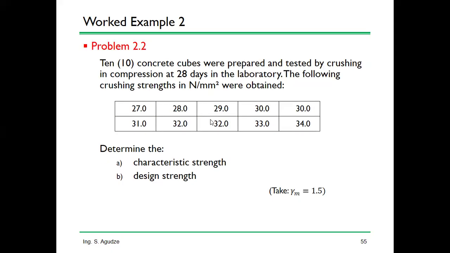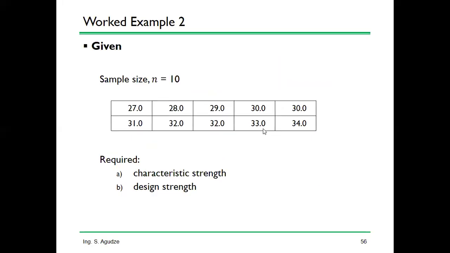So this question, what are we to do? We have been given compressive strength from a laboratory test result, and we have to calculate the characteristic strength and design strength. These are typical questions you can even get in an exam. From the question, how many samples were tested? If you count them, the result is 10, so N is 10. What do we need? Characteristic strength and design strength. First of all, we'll look at how to calculate characteristic strength.